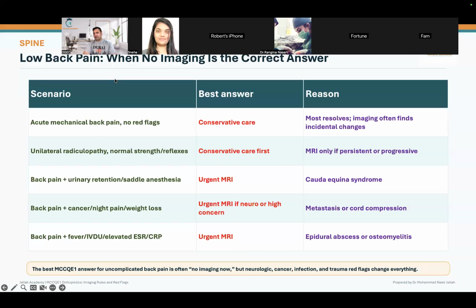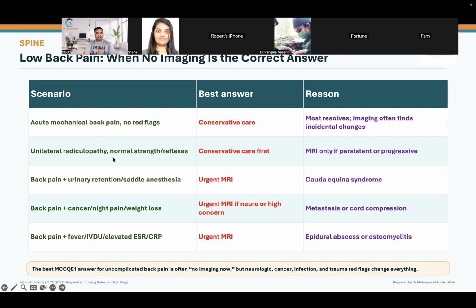So low back pain, when no imaging is the correct answer. Acute mechanical back pain, no red flag. Do I have to do imaging? No. No red flag, no neurological signs and symptoms, no pathological finding. I don't have to do any imaging. In most cases, imaging often finds incidental changes.